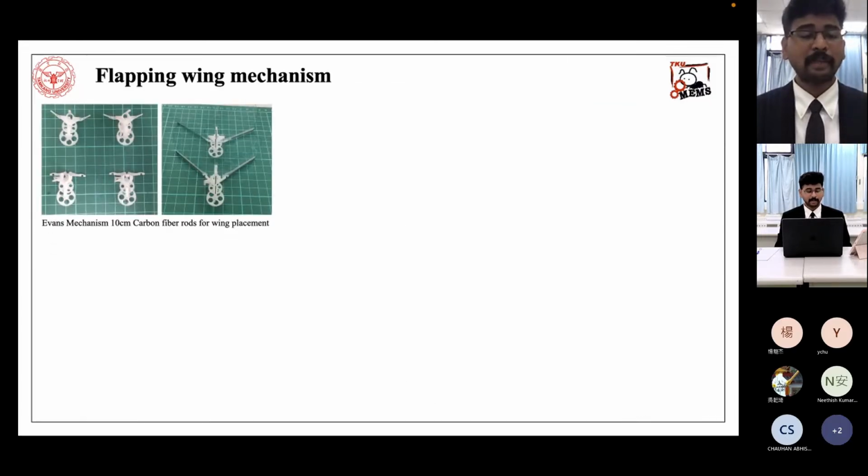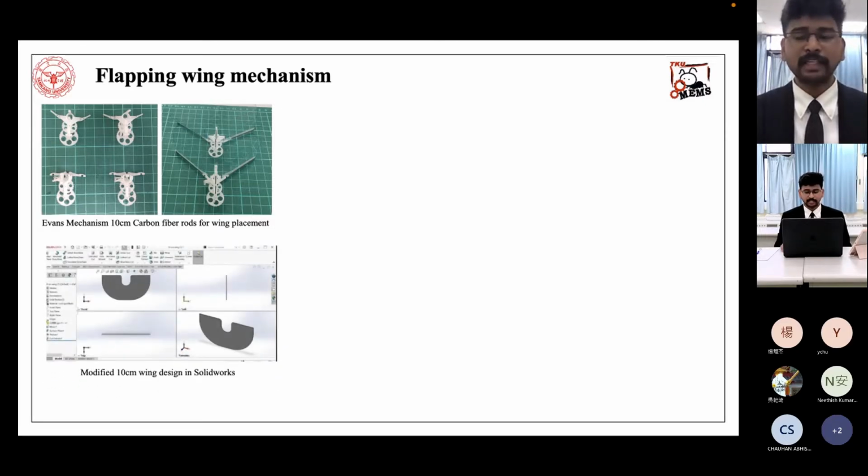So moving on to the flapping wing mechanisms, we have selected the Evans mechanism for the soap bubble testing. Due to the longer wingspan of 20 centimeters, which has a high chance of breaking the soap bubble at the required flapping frequency, we have modified the wing design to 10 centimeters, which can reduce the bubble breaking chances of the flapping wing. So we have modified the 20 centimeter wingspan to 10 centimeters based on the experimental requirement.